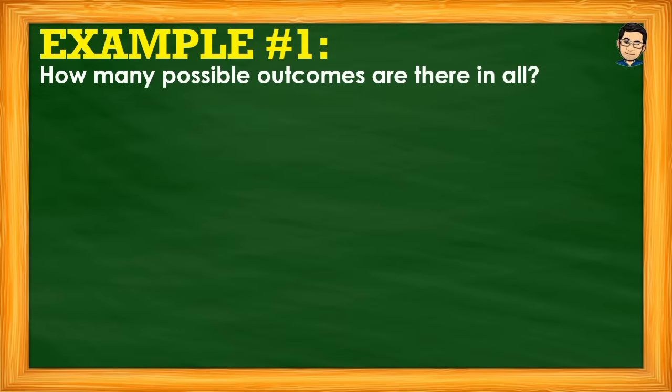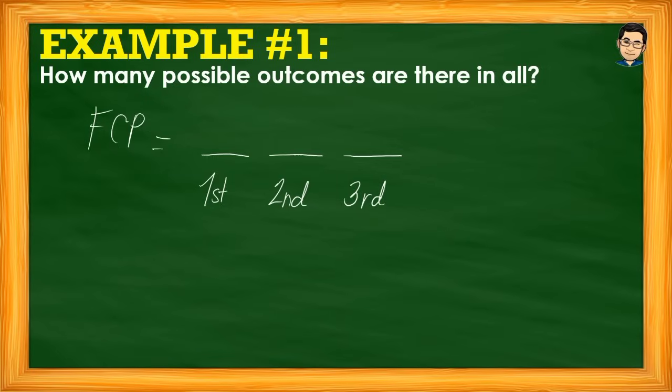Kung gagamitin po natin yung Fundamental Counting Principle, FCP, ililista po natin yung tatlong guhit. Yan po yung magiging anak ng mag-asawa. Sa first baby nila, second, and third. Sa first baby po, maaring boy or girl yung outcome, so ilalagay po natin 2. Sa second po, ganun din po, 2. And then, sa third, 2.